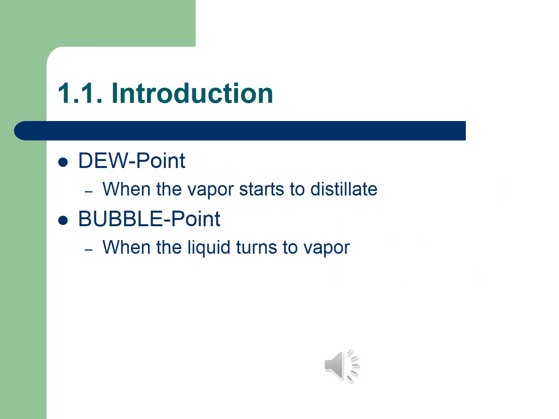Two very important terms that are associated with distillation columns are your dew point and your bubble point. So when the vapor starts to condense, that is usually your dew point. So that's when it starts to turn again from a vapor into a liquid. And bubble point is when the liquid then turns into a vapor.